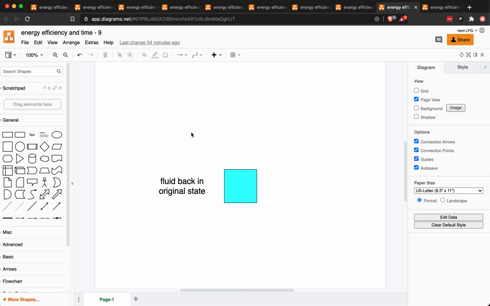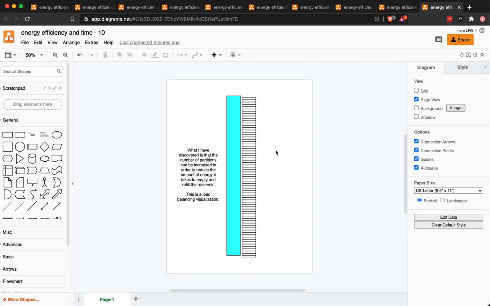And there may have been some more complexity and some more time, but we were able to accomplish the goal with half the work. So you could imagine increasing the number of partitions, and if you are into mathematics, if you increase the number of partitions to an infinite number of partitions, then the amount of energy to reset, to empty and refill this reservoir can go to 0.